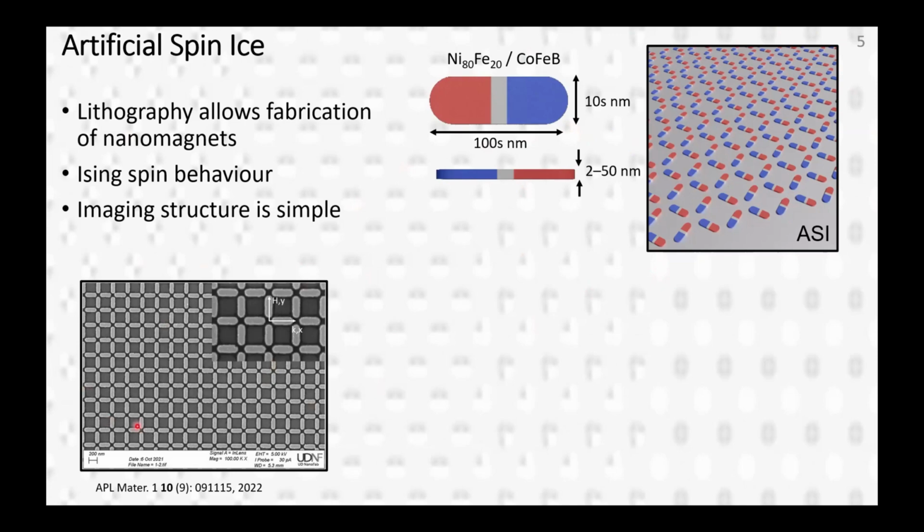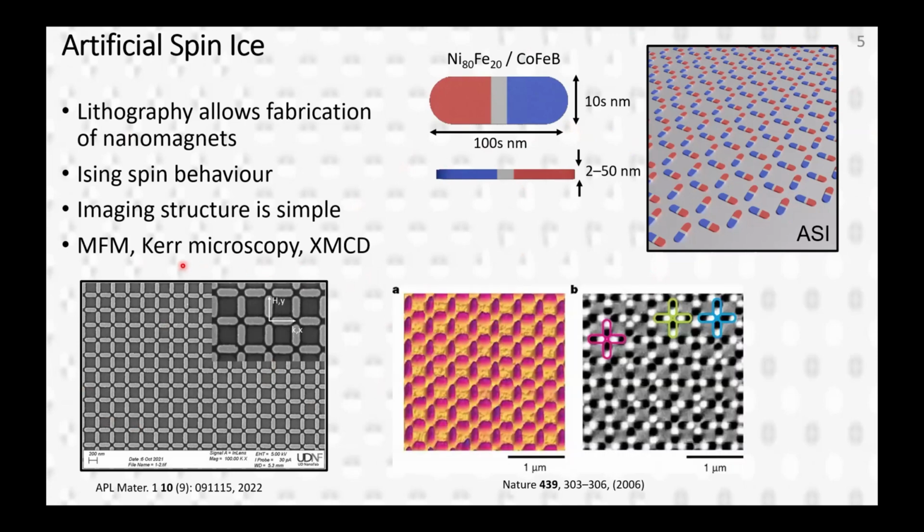And imaging them is very simple. This is a nice SEM picture, and we can use magnetic force microscopy, Kerr microscopy, or X-rays to image the magnetic state of these systems. So we now have a very easy way to see how the thermodynamics of these systems behave.